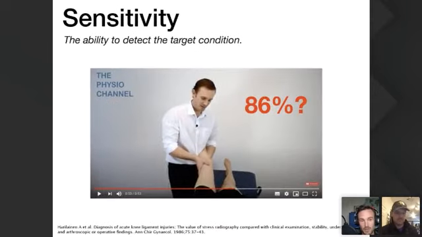And then that brings us on to look at the two statistical measures of sensitivity and specificity. So these are quite easy to explain.